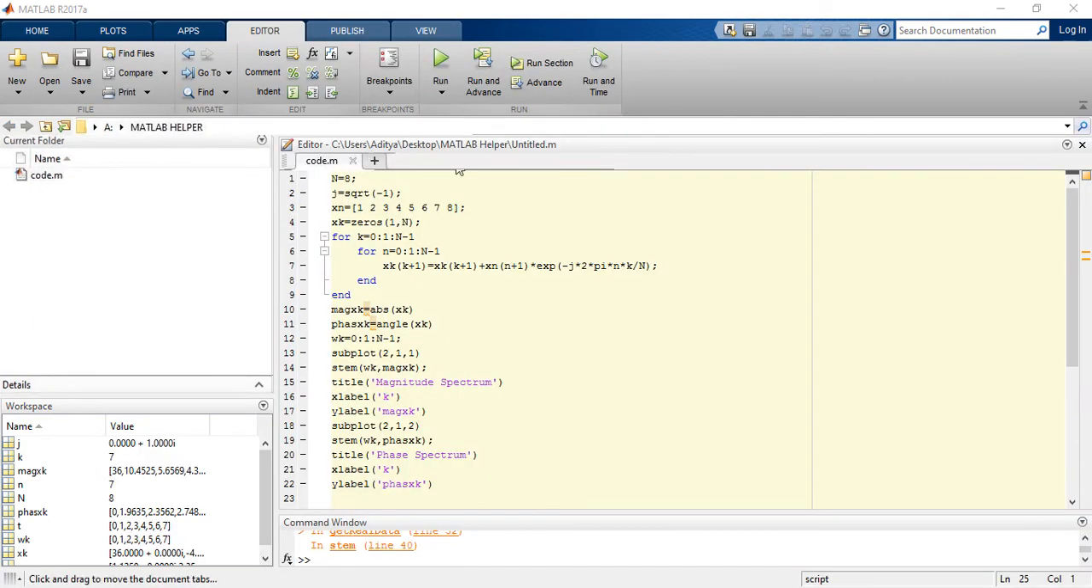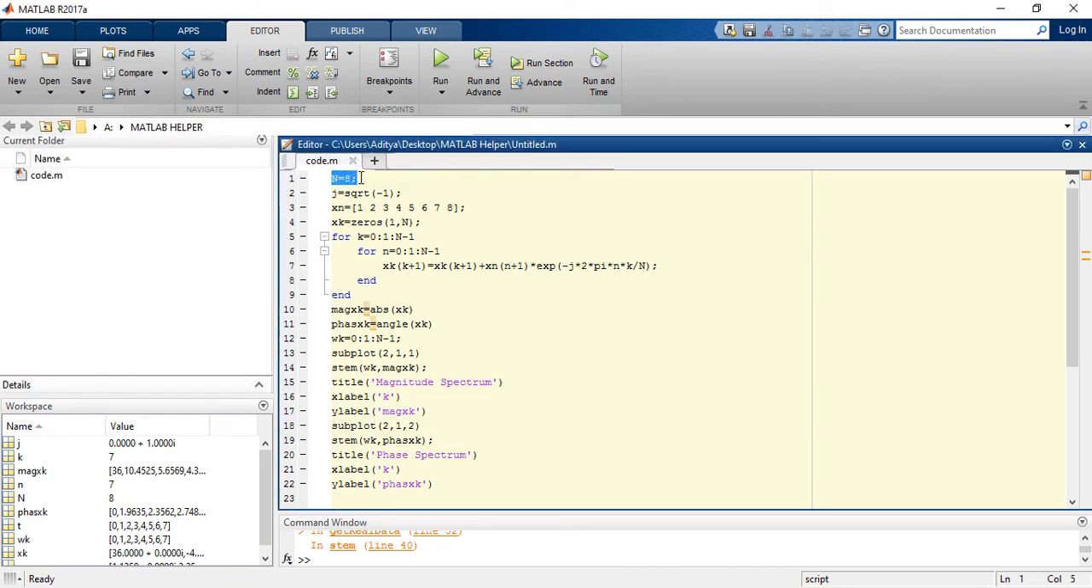So this is the code for DFT and we are taking a sequence containing 8 samples, and so we define N as 8. We also need to define the imaginary term j as square root of minus 1, and then we write a sequence x of n as 1, 2, 3, 4, 5, 6, 7 and 8. We also write an empty sequence x of k with all 0 samples, which is our output sequence.